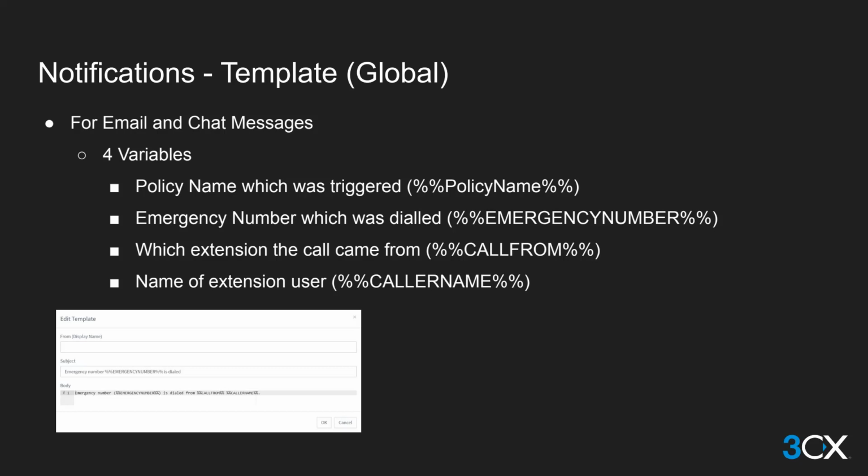Sometimes just seeing an extension number is not sufficient to know who placed the call, so we can also present the caller's name, which is taken from the extension first name and last name. These variables can be used multiple times within the message.